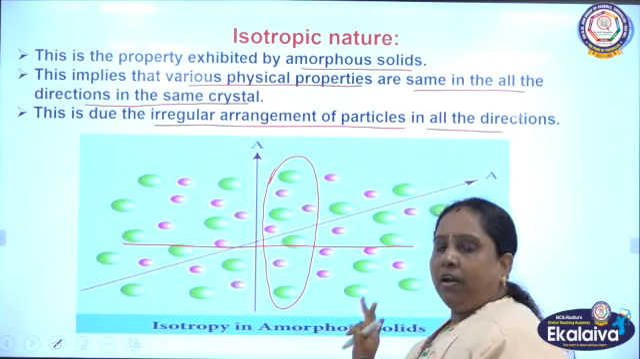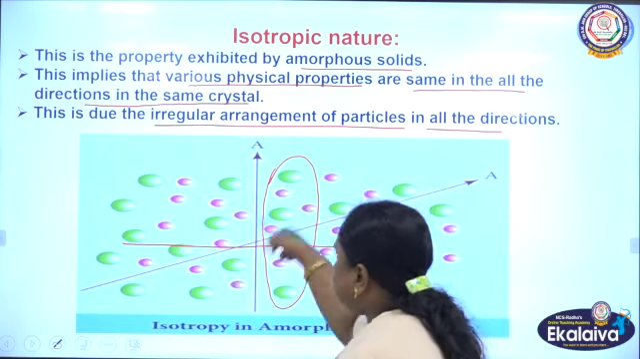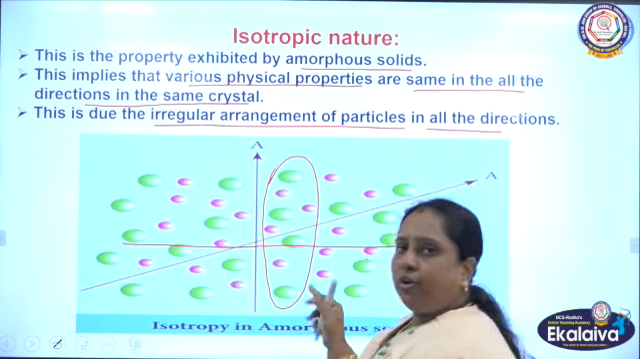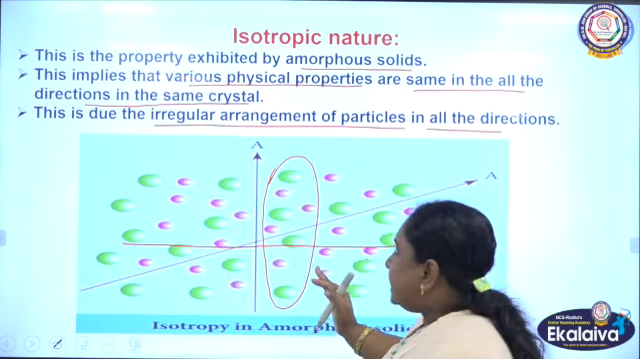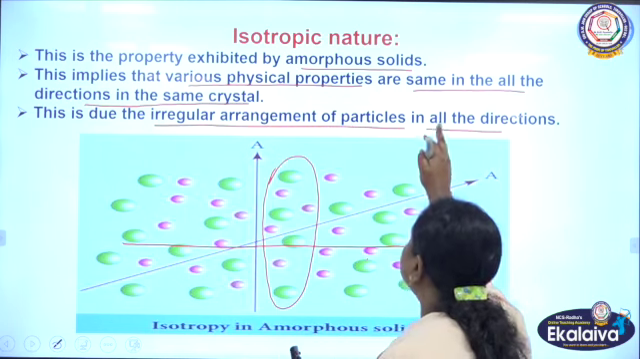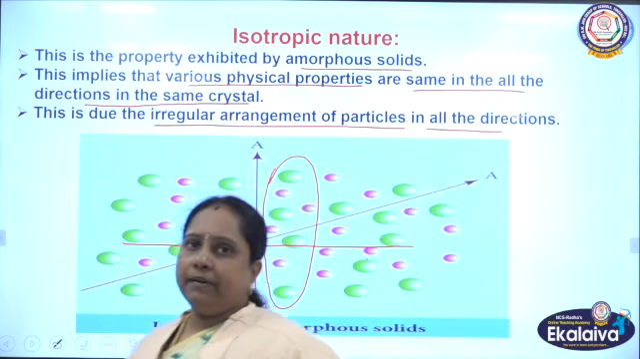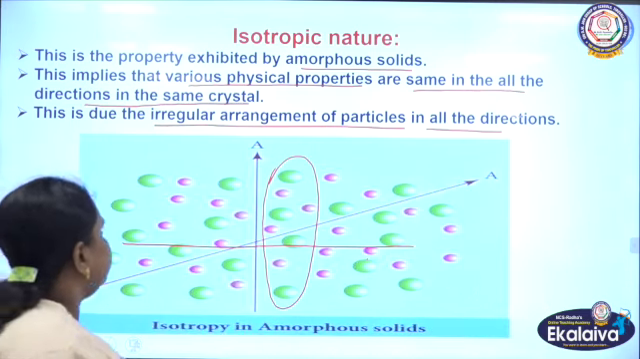This is one crystal of a solid, where if we go in any direction, the particles show irregular arrangement, and this irregular arrangement implies that the various physical property values are the same in all the directions. Is that clear? In the same crystal.